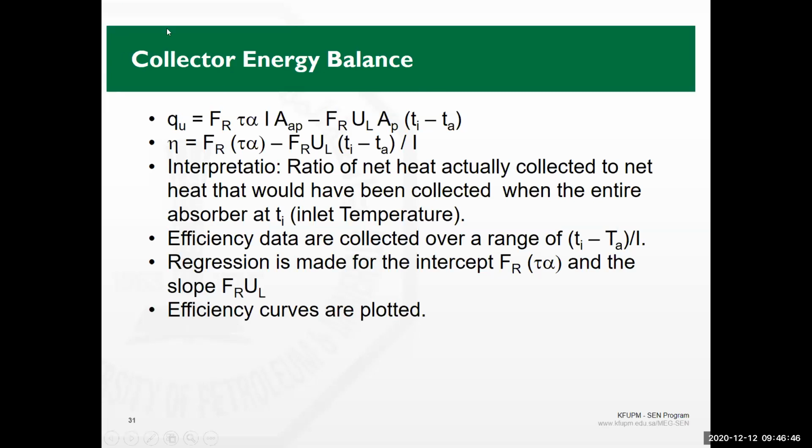When you look at this expression here, it looks like a linear relation. And this is the intercept with the y-axis, FR tau alpha, and this is the slope. So basically what you are plotting is efficiency, which is eta, plotted versus Ti minus Ta divided by I. So this is our y, and this is our x. And this is A and B. A is the intersection with the y-axis, B is the slope.